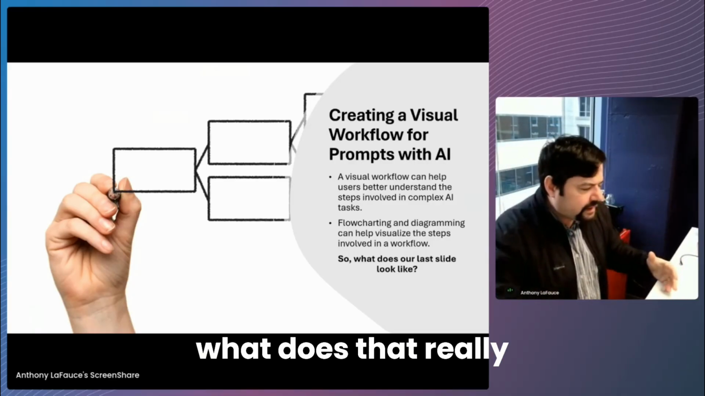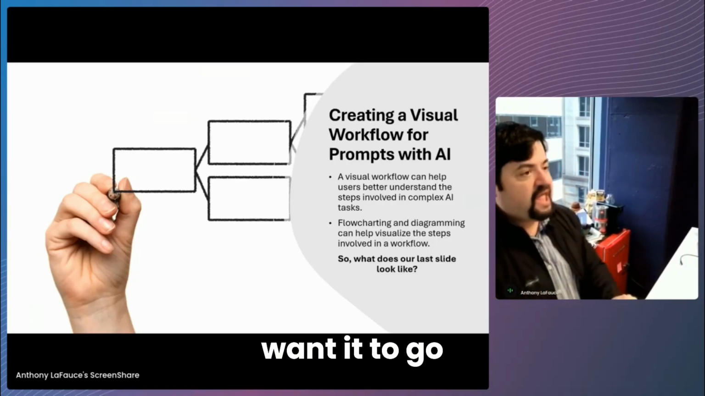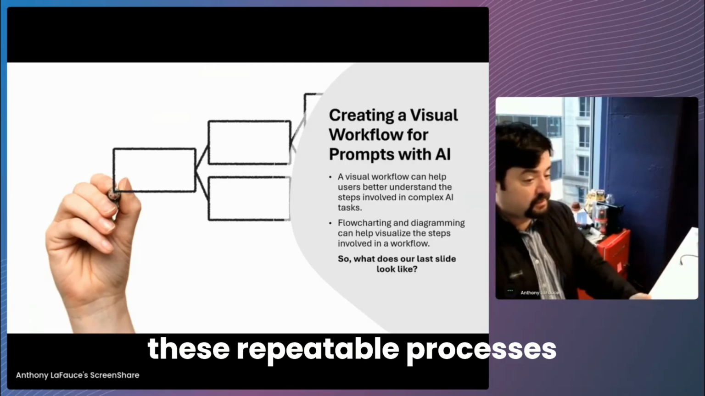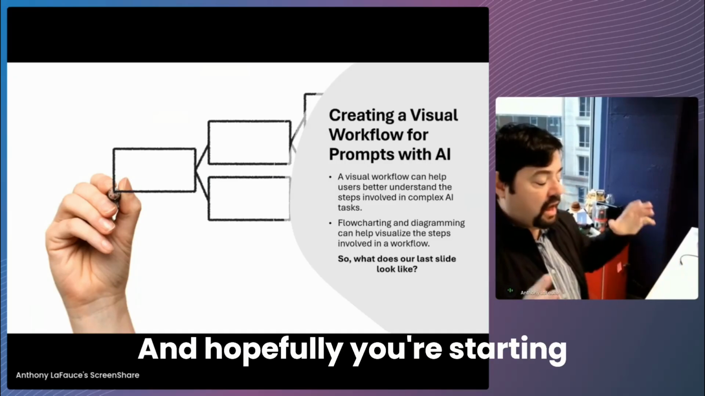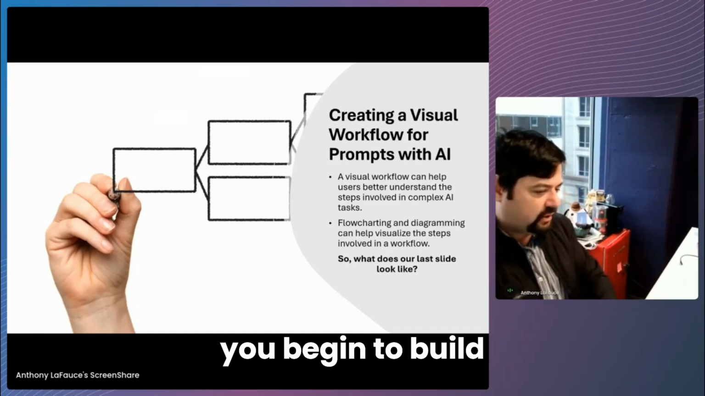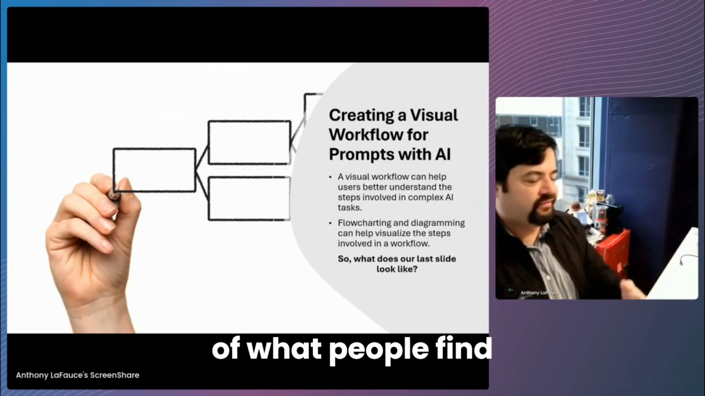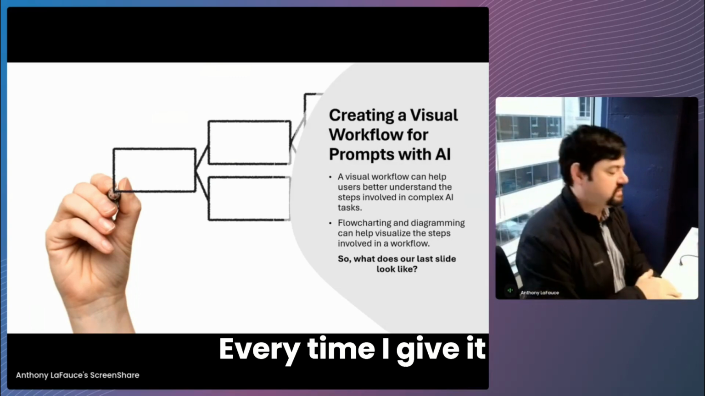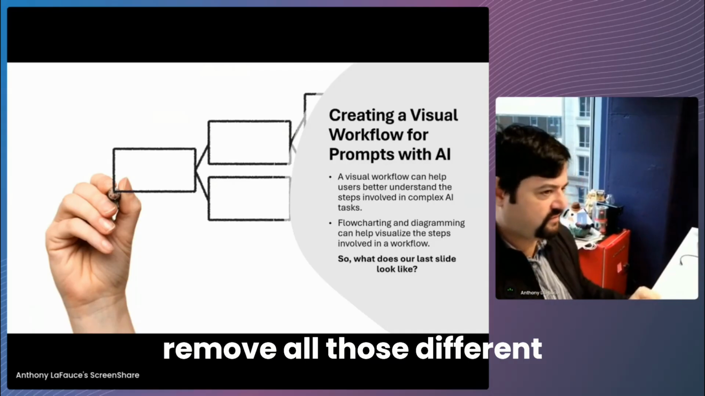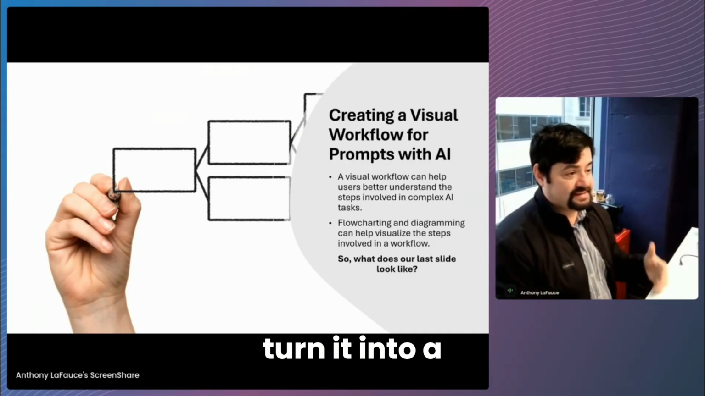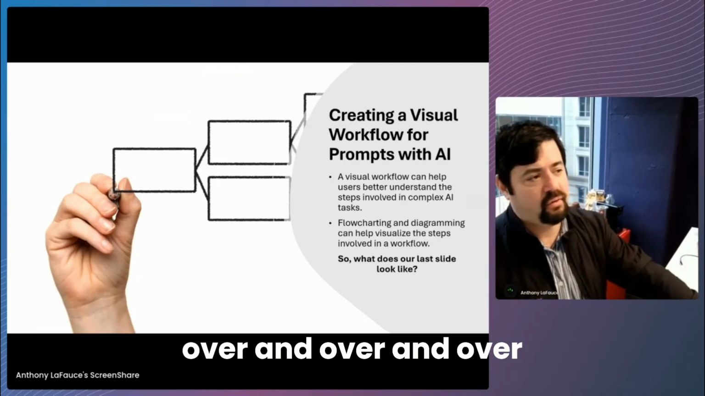So what does that really look like? Like, how deep does it really have to go? And the answer is as deep as you want it to go. As we're starting to build out these repeatable processes, you can add or take away to them to start giving them more information. And hopefully you're starting to see how, if you begin to build out an AI workflow like this, it takes so much of the guesswork out of what people find when they're trying to work with AI. Every time I give it something, it gives me a different answer, or I can't find the right information to give it. So you're starting to remove all those different variables to really just turn it into a simple-to-use tool that people are able to reproduce the results of over and over and over.